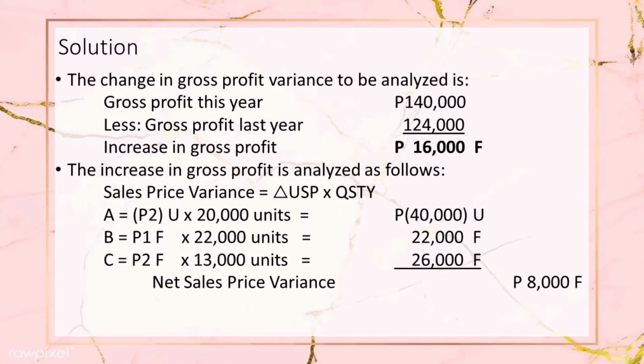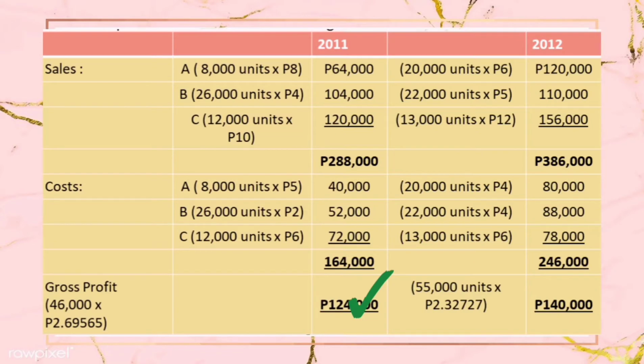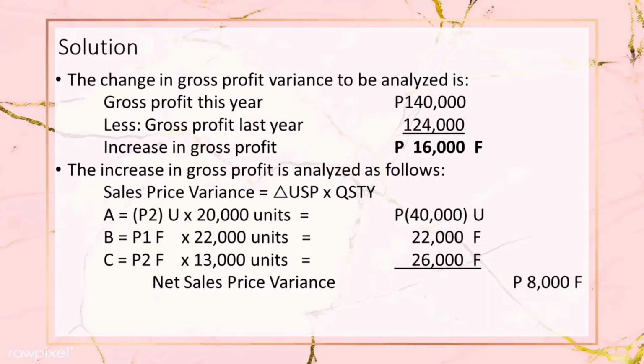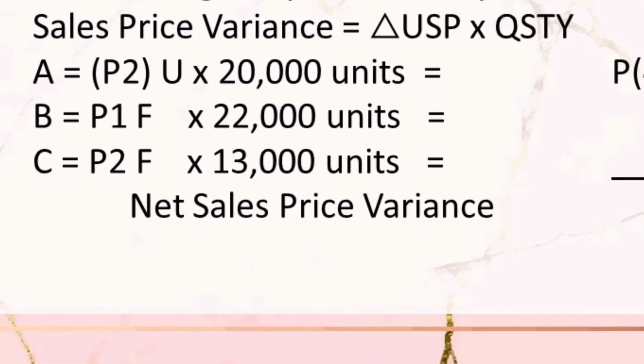So the change in the gross profit variance to be analyzed is the gross profit this year of 140,000 less gross profit last year of 124,000 pesos. So there is an increase in the gross profit of 16,000 pesos. The succeeding computations will verify whether the increase in the gross profit would be equal to what will be computed later. So first, the sales price variance.